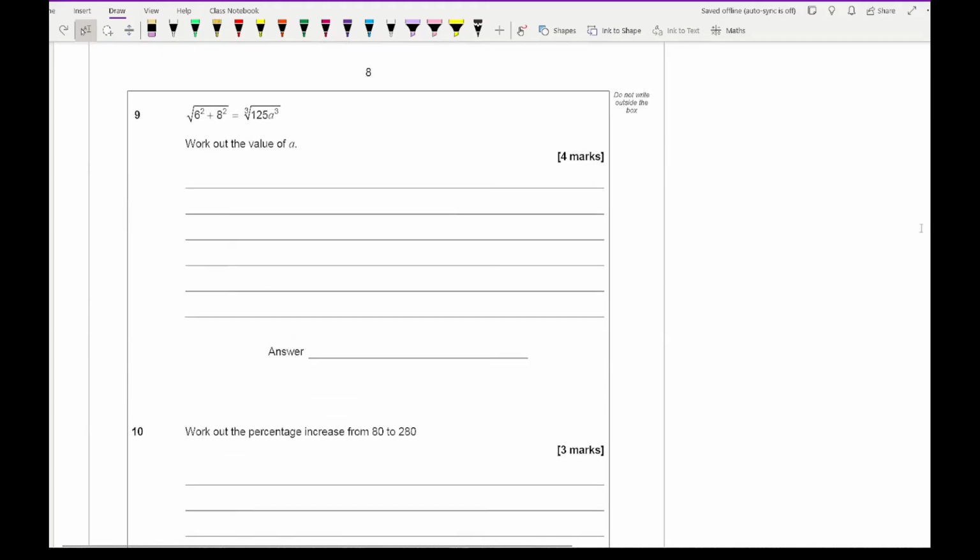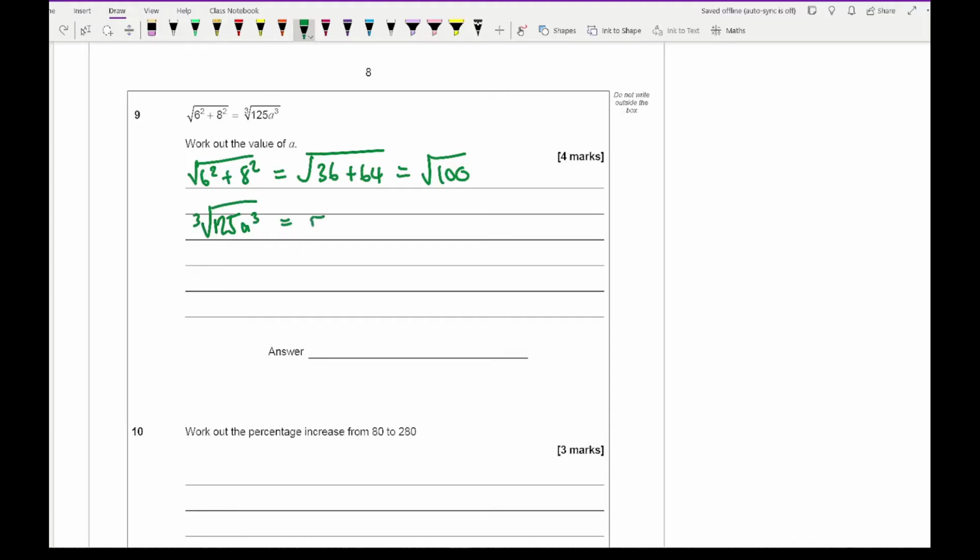Moving on to question 9, it says that the square root of 6 squared plus 8 squared equals the cube root of 125a cubed. We want to work out the value of a. So in terms of working out the square root of this, well, that's going to be the square root of 36 plus 64, which is the square root of 100. And then if I look at the cube root of 125a cubed, well, the cube root of 125 is 5, and the cube root of a cubed is just a. So here what we get is 10 is equal to 5a, which therefore means that a equals 2.